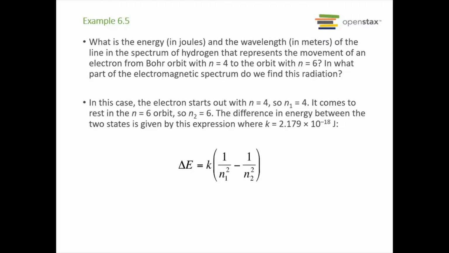So here is an example. I didn't do an example of this in section 1 because it's more important in section 2, talking about the Bohr model. So we want to know the energy in joules and the wavelength in meters of a line in the spectrum of hydrogen that represents the movement of an electron from the Bohr orbit with n equals 4 to the orbit with n equals 6. And we want to also identify what part of the electromagnetic spectrum we find this radiation. So we know that our n1 is 4 because we're starting at n equals 4. And it stops at n equals 6. So that means n2 is 6.